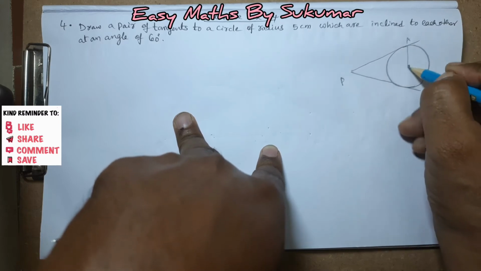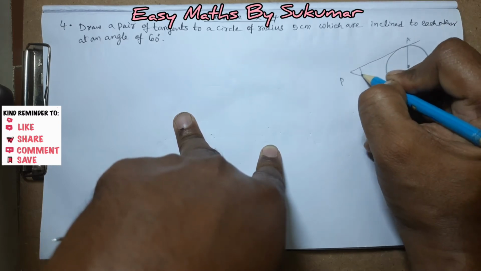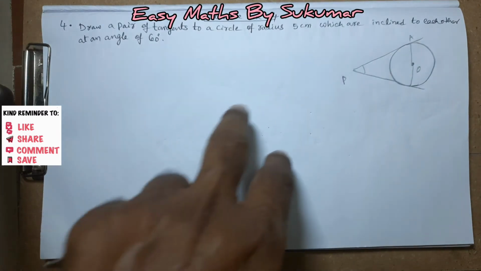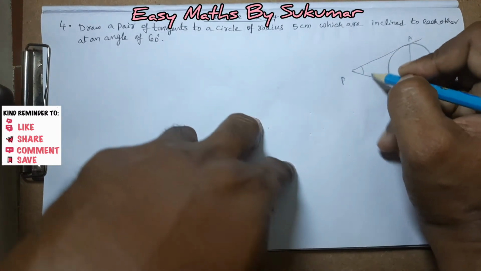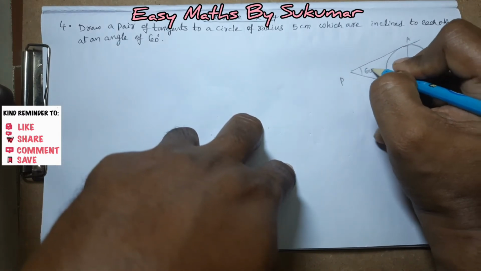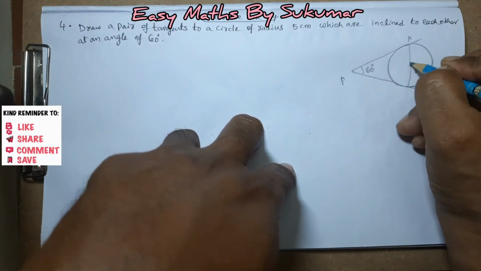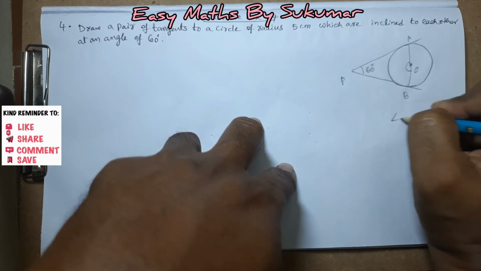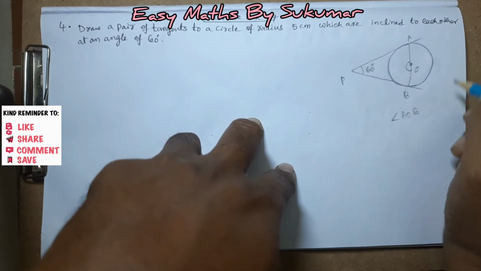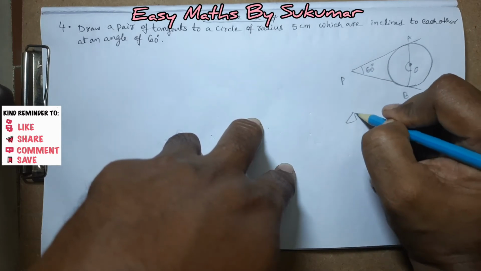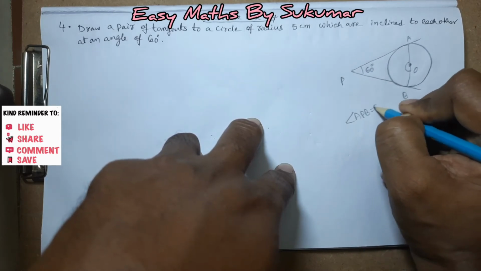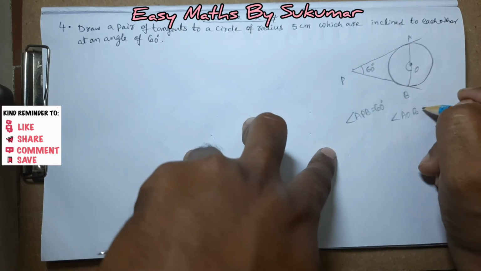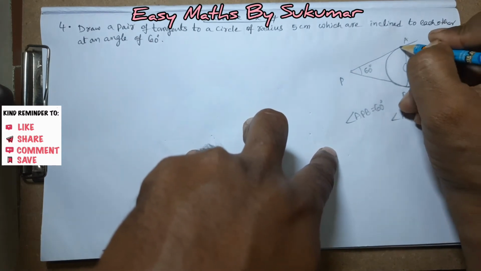Okay. Now actually the angle inclined between these two tangents is given. This is 60 degrees. And what about this angle, my dear students? This angle AOB. This is angle APB is equal to 60 degrees. APB. What about angle AOB? This angle AOB. Actually, this is 90 degrees.